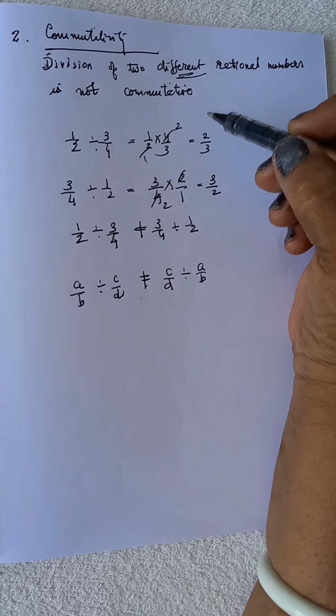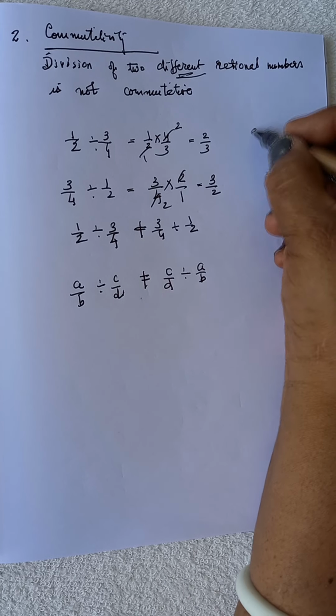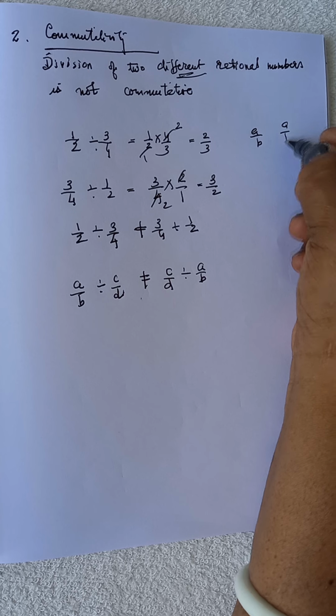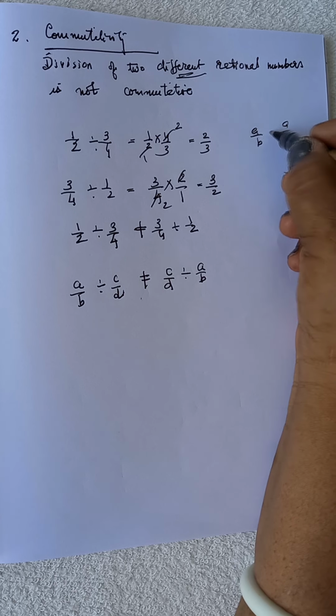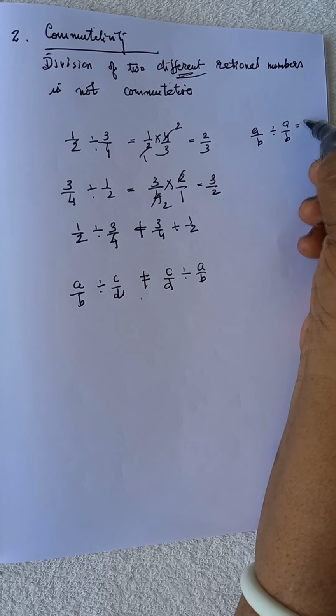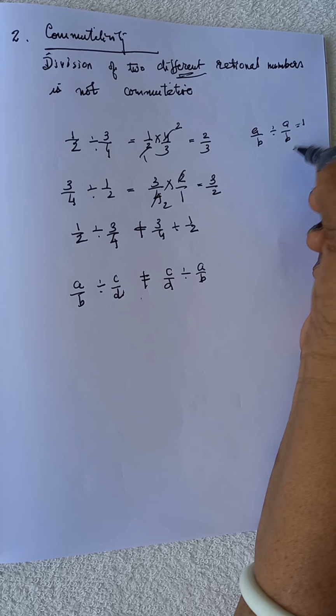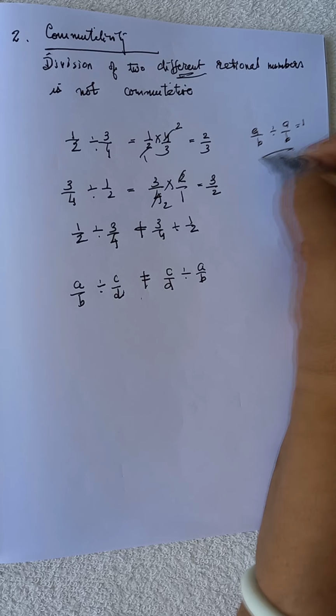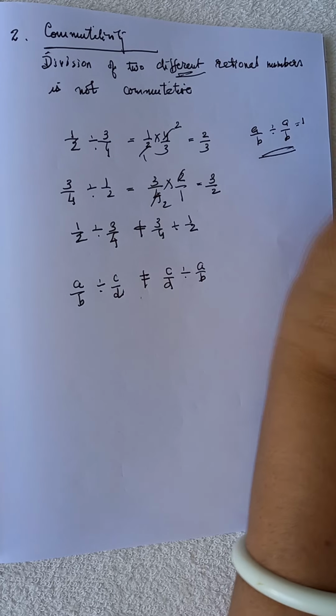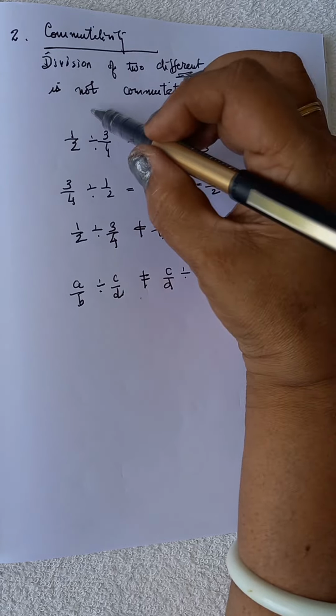If it is the same number, that can be similar. That is, if you take A by B and A by B as two rational numbers, then A by B divided by A by B will give you 1. That is the same as A by B by A by B. So, for two different rational numbers, it is not commutative.